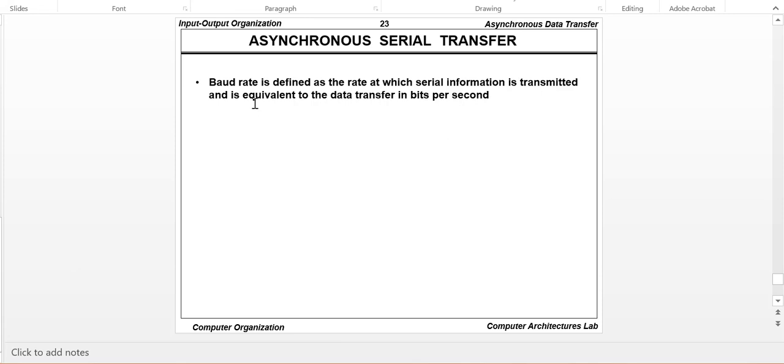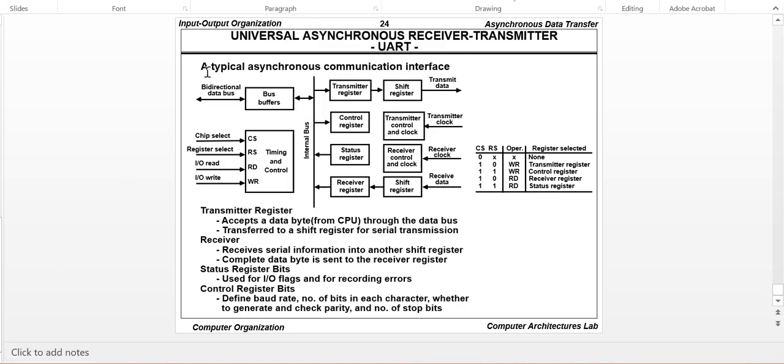And what is the baud rate? The baud rate is defined as the rate at which the serial information is transmitted, and is equivalent to the data transfer in bits per second. Baud rate means the number of bits transferred per second. Now we will see the block diagram of asynchronous serial transfer.